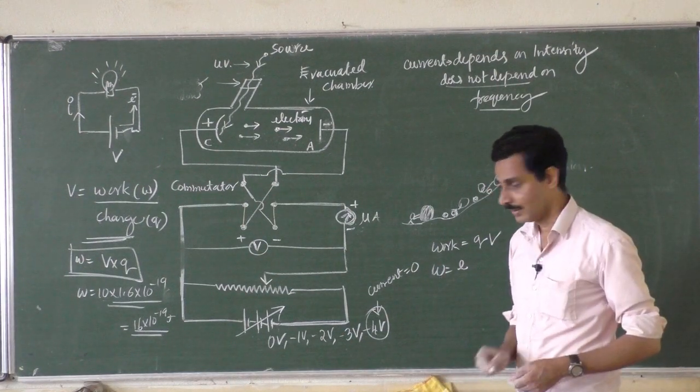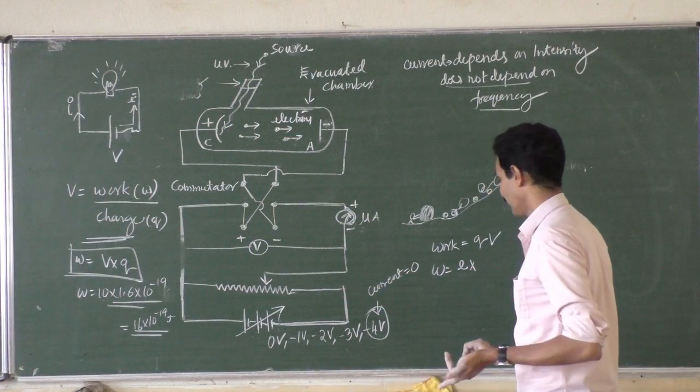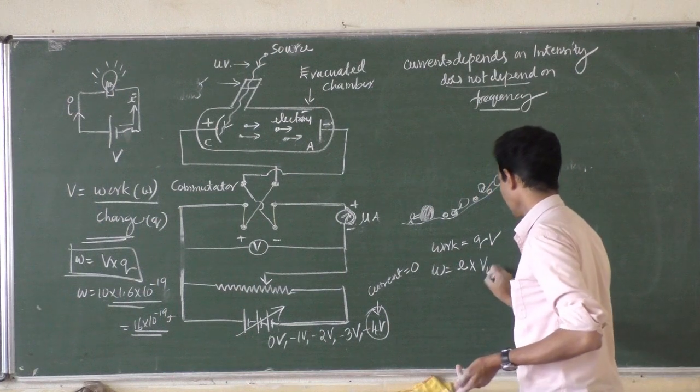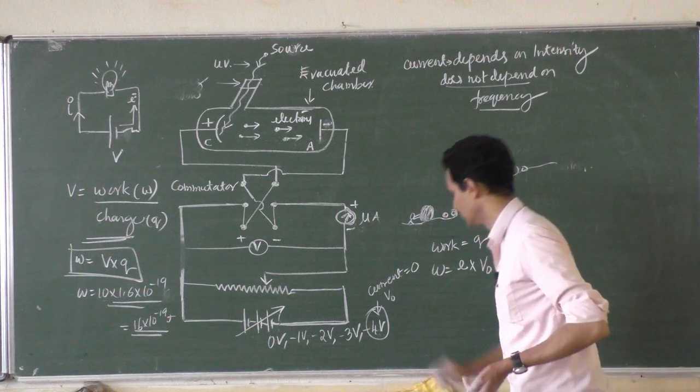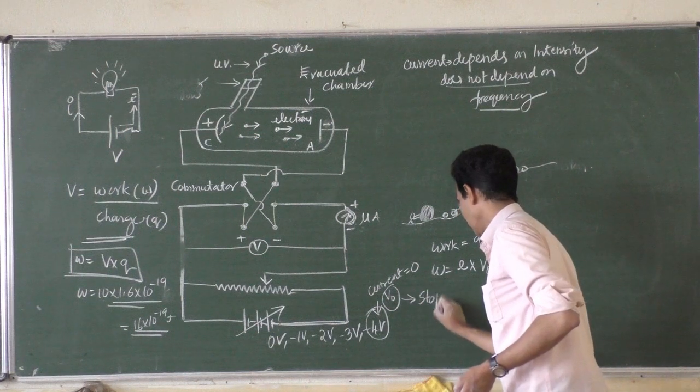Work done by the battery is the charge of the electron, 1.602 into 10 to the power minus 19, times the potential difference, that is this one. I will call this as V naught. What is V naught? V naught is called stopping potential.